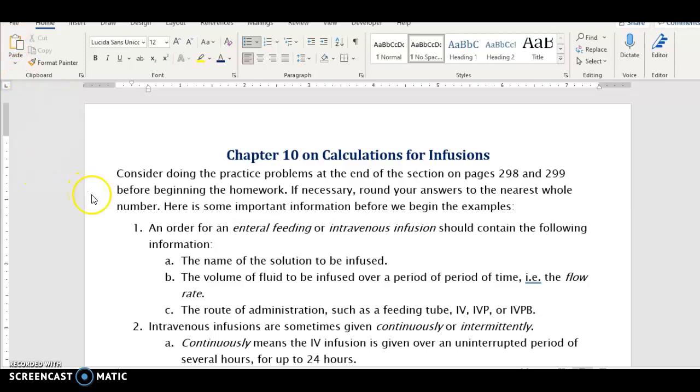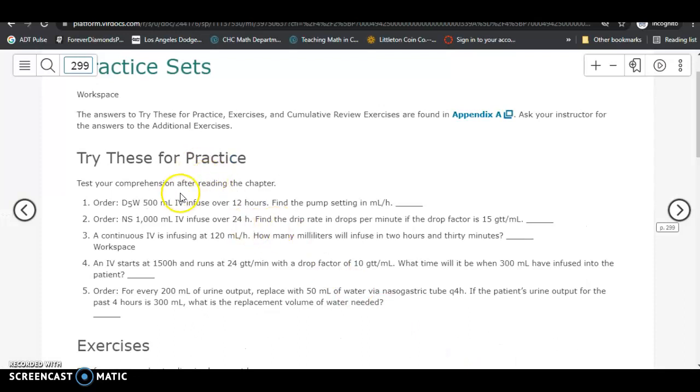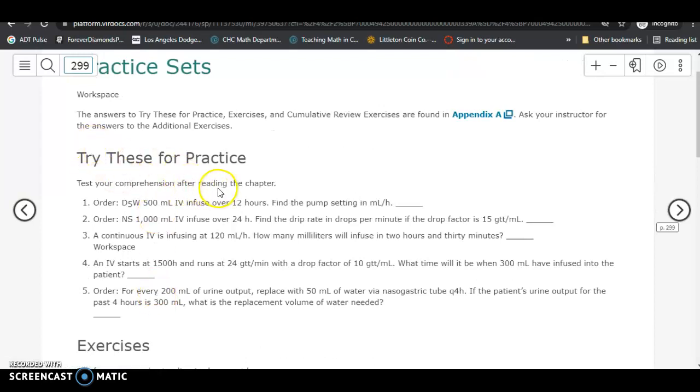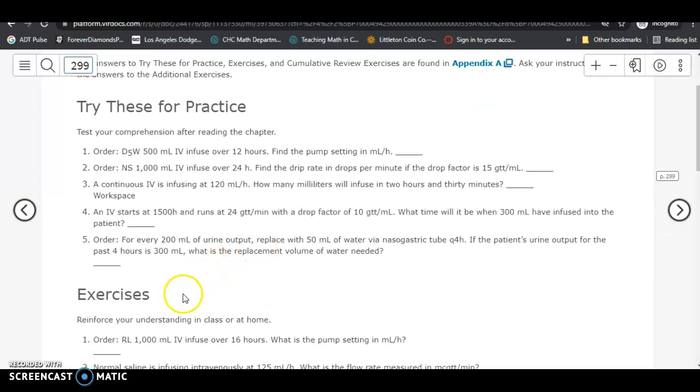So first up, I'd like you to consider doing the practice problems at the end of the section on pages 298 and 299 before beginning the homework. Okay, so the practice problems I'm talking about are here. They occur before the exercises for Chapter 10. In the ebook, these practice problems are on page 299, but in the hard copy of the book, they are on pages 298 and 299. So consider doing these examples before starting the exercises.